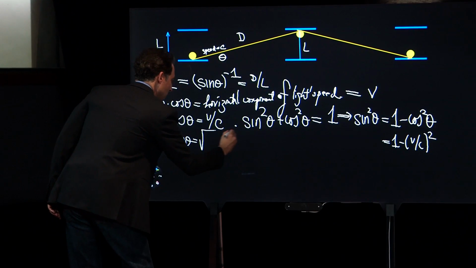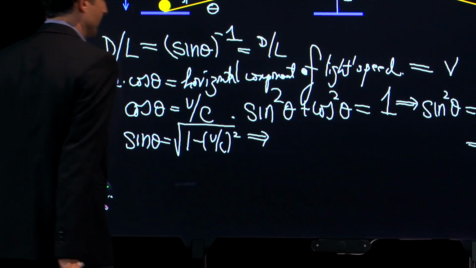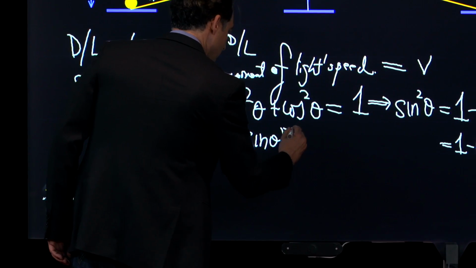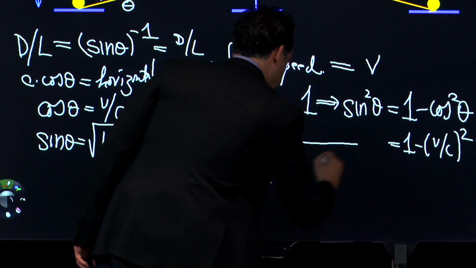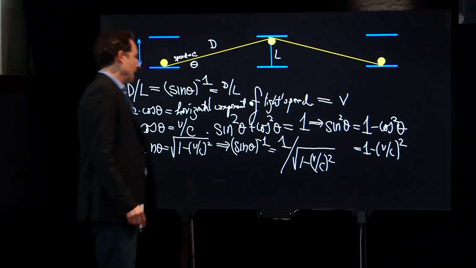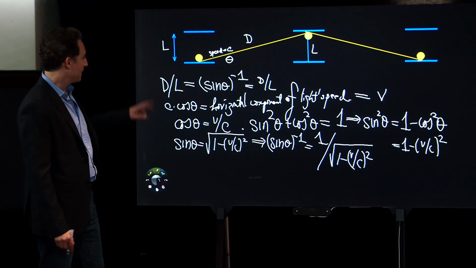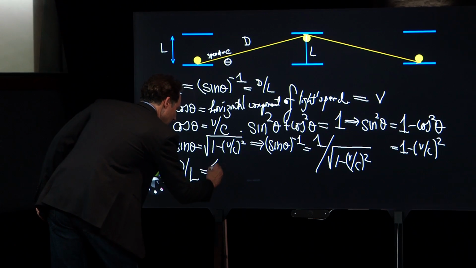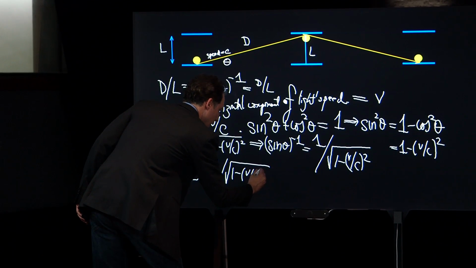So that's the square root of 1 minus v over c squared. And then finally, flipping that upside down, sine theta to the minus 1 is equal to 1 divided by the square root of 1 minus v over c squared. And sine theta to the minus 1 is, in fact, d over L. So that, therefore, tells us that d over L, what we're after, is nothing but 1 over that quantity, square root of 1 minus v over c squared.